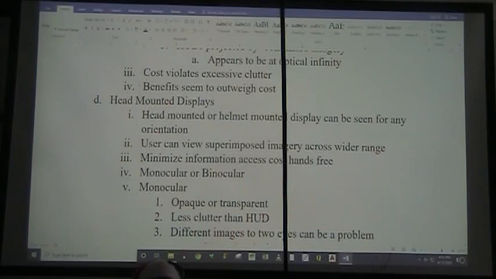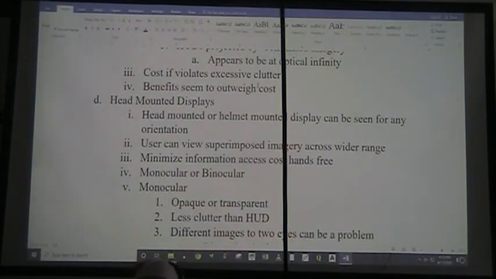There's a cost if it violates excessive clutter. If you have too many things on the heads-up display, then it's going to start to get in the way of seeing the actual world. The benefits of heads-up display seem to outweigh the costs, though. So we've got that going for us.